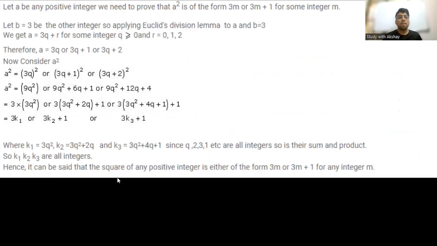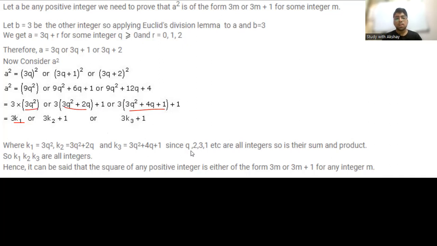Let a be a positive integer. We need to prove a is of the form 3m or 3m plus 1 for some integer m. So let b be 3. So apply Euclid's division lemma to a and b equal to 3. Upon applying Euclid's division lemma, r can take the values 0, 1 and 2. So the square of them they have told. So find over here, you get this, where k1, k2 and k3 are respectively the q portion.